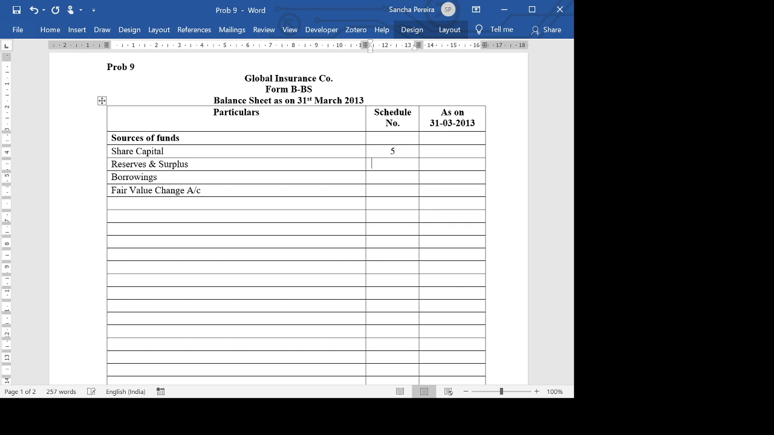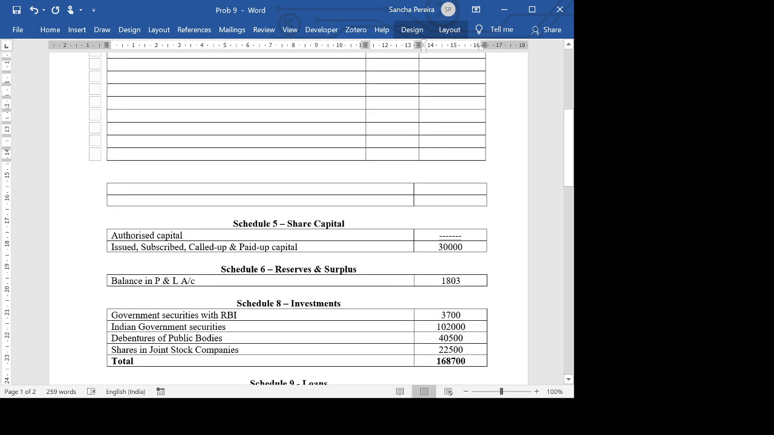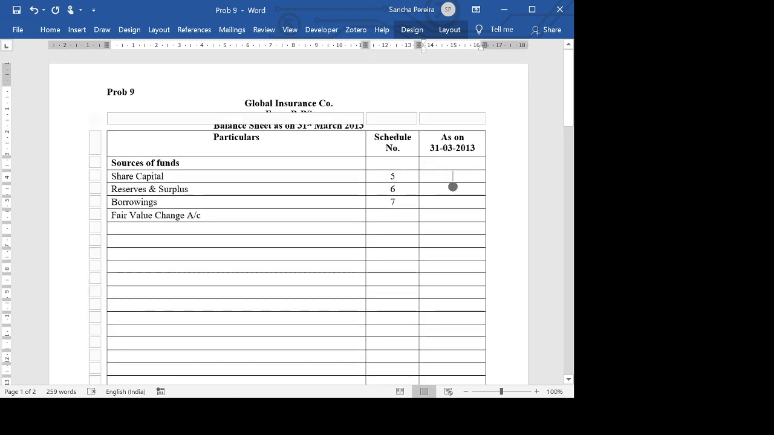5, 6, 7. Let's put in the figures. 5, the total is 30,000. 6 is 1803. There is nothing in borrowings, so I'm going to put it as nil. Fair value change account also we have nothing. Then we are going to get the total.